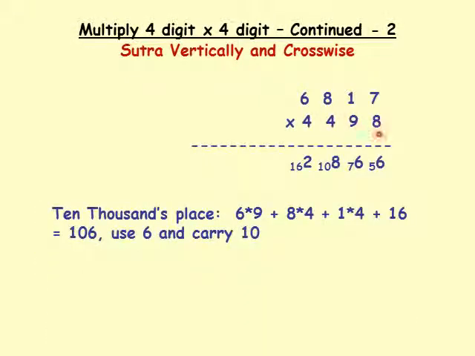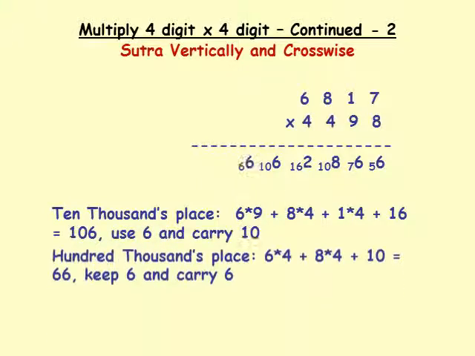Now I have used all the 4 columns here. Now we are at 10,000th place. We would drop 1 column on the right. We'll have 3 columns to work with. So 6 times 9 is 54 plus 8 times 4, 32. 54 plus 32 is 86 plus 4. 86 plus 4 is 90 plus 16 from carry, 106. We would use 6 and carry 10.